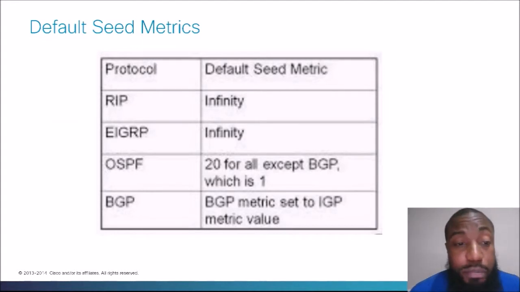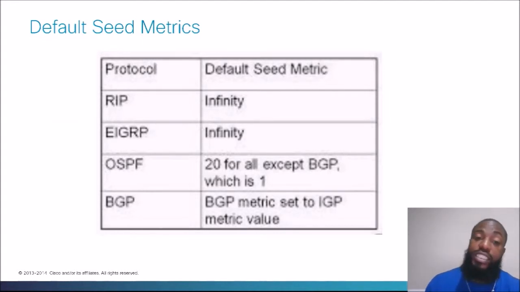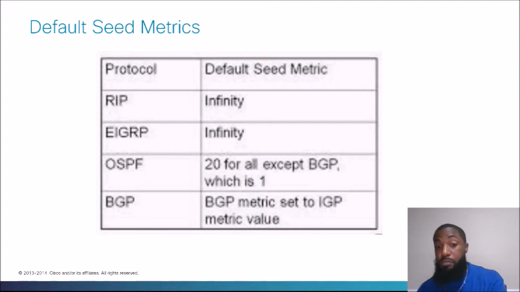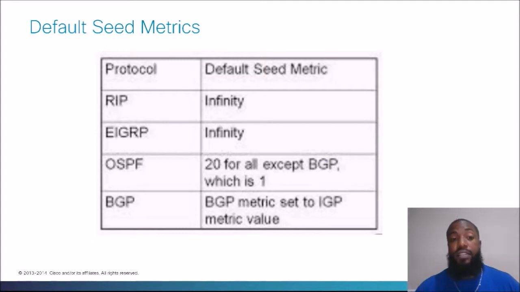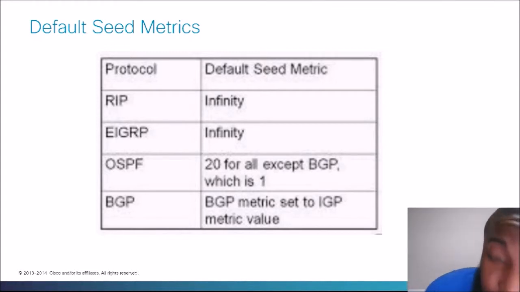So those are the default seed metrics, right? For RIP, the default seed metric is infinity. Obviously, if a route is infinity, it's just not going to show up in the routing table. That's why you have to define the seed metric. Same thing with EIGRP: you have to define the seed metric because the default is infinity. The only thing that takes the original metric is BGP. As you can see right there, the BGP metric is set to IGP, so whatever the original value is, it'll take that as the seed metric. And OSPF is the easiest one. It'll set the default metric to 20, so you don't really have to define it, except for BGP, which is 1.